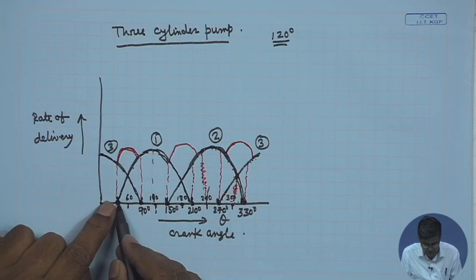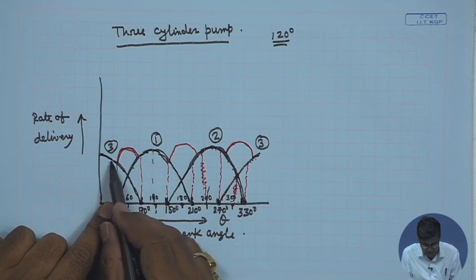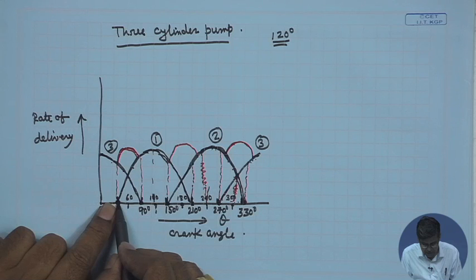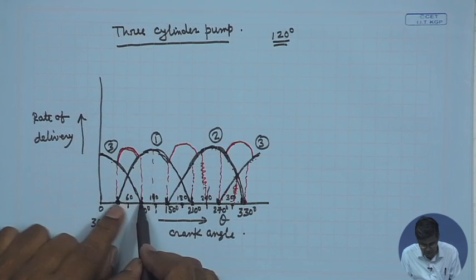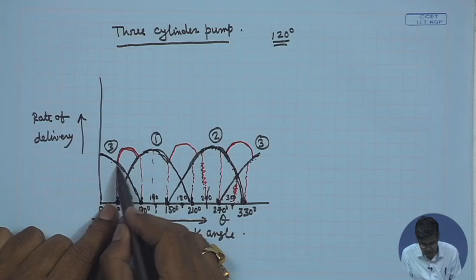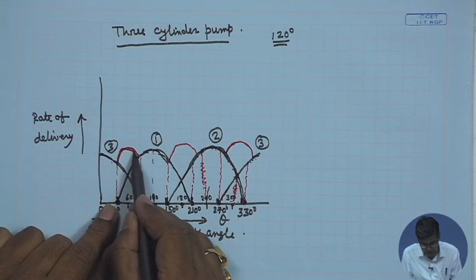Again I am telling, from 30 to 90 there is an overlap between 3 and 1. 30 is where pump 1 starts and 90 is where pump 3 falls. So there is an overlap. So the net discharge will be the sum of these two.